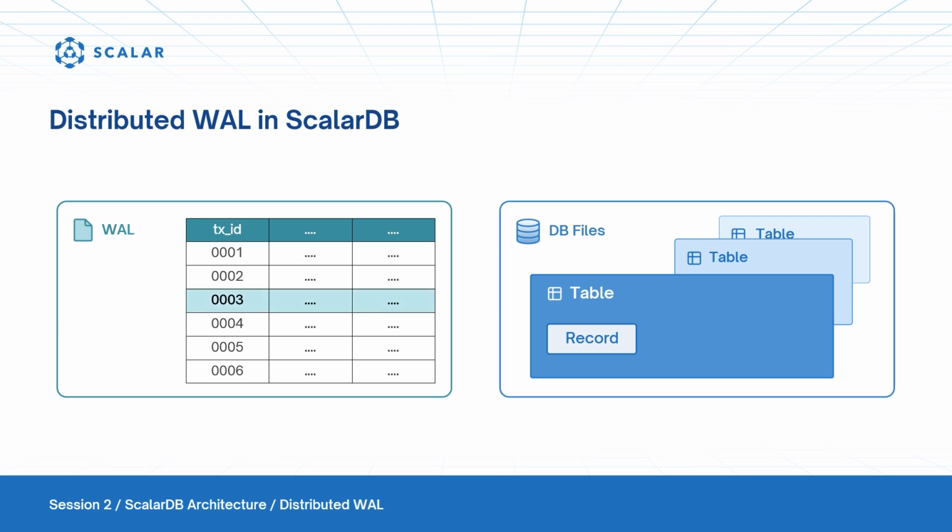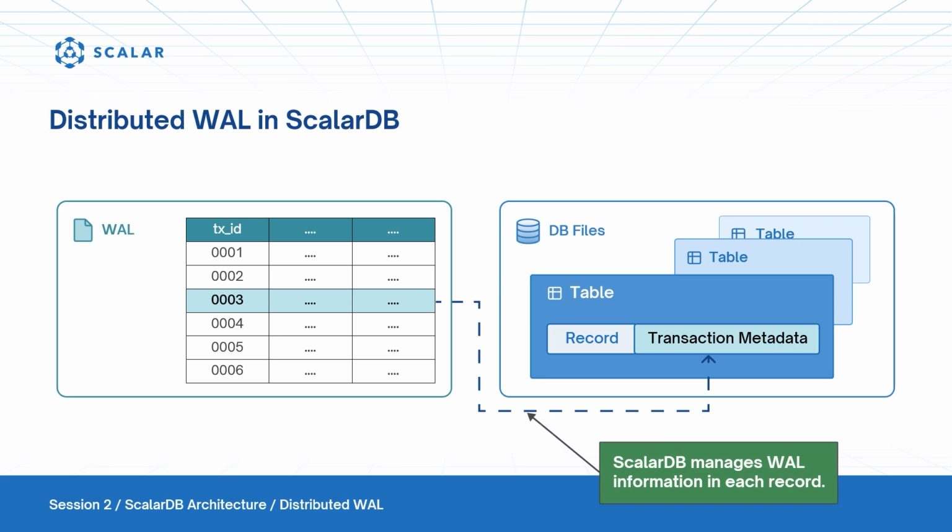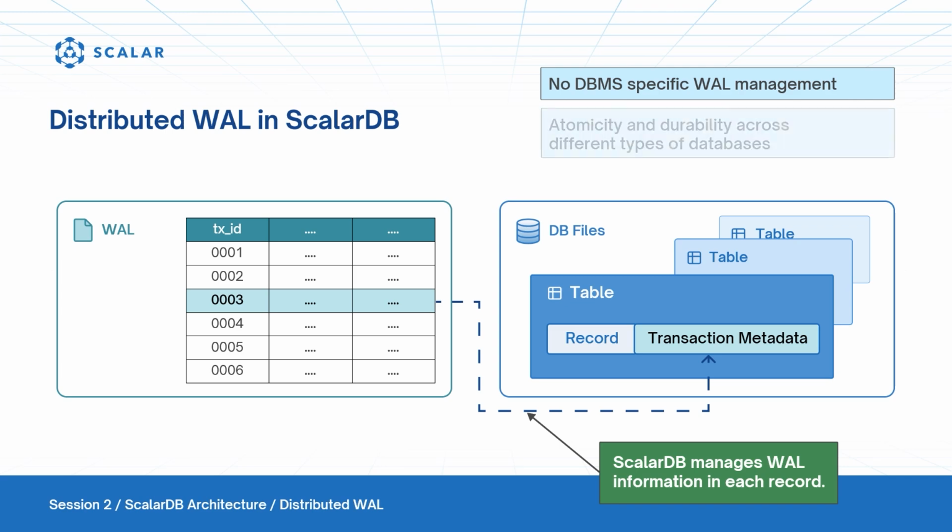ScalarDB addresses this challenge by using distributed WAL technology. ScalarDB manages WAL information in each record. This technology removes the constraints of DBMS-specific WAL management and provides atomicity and durability across different types of databases.